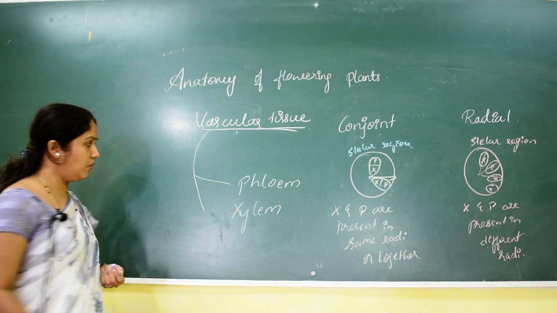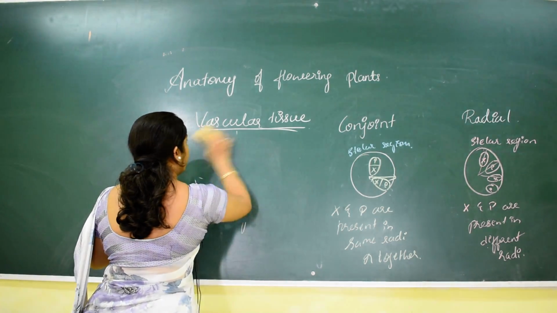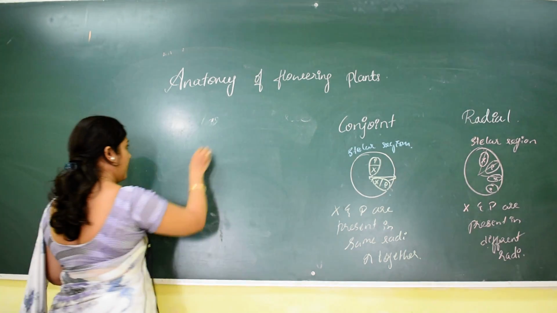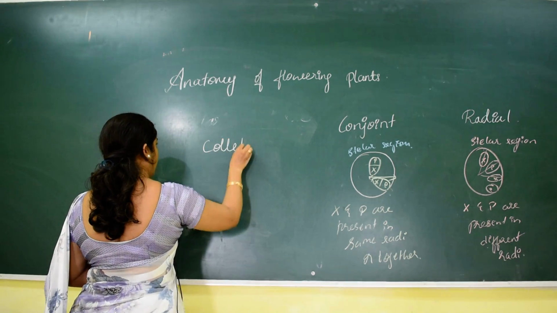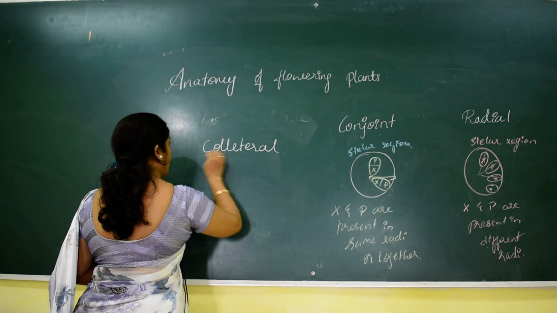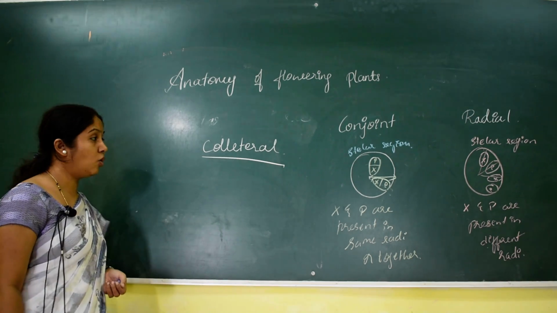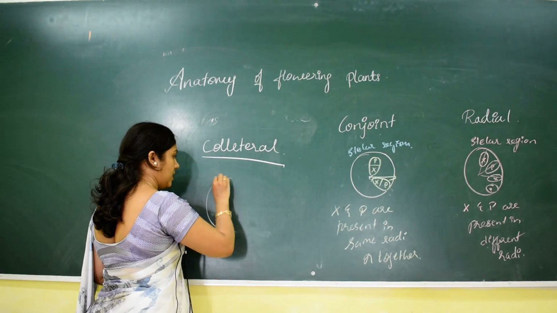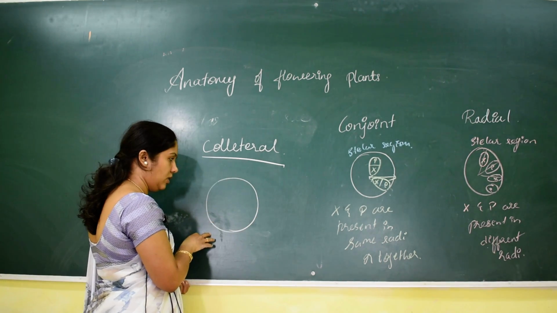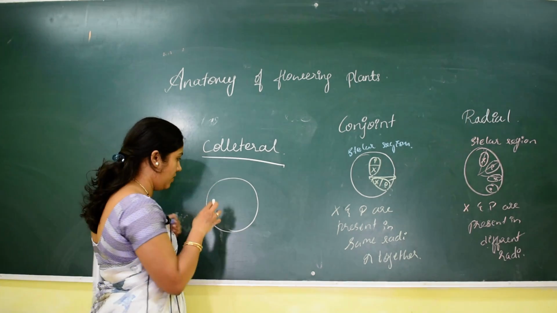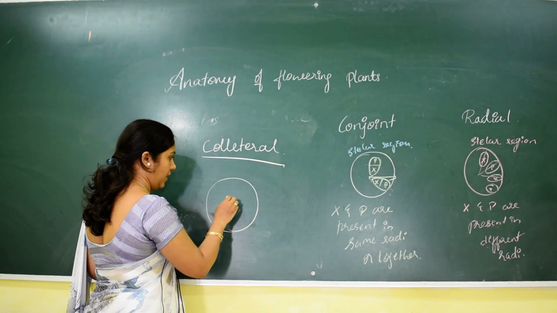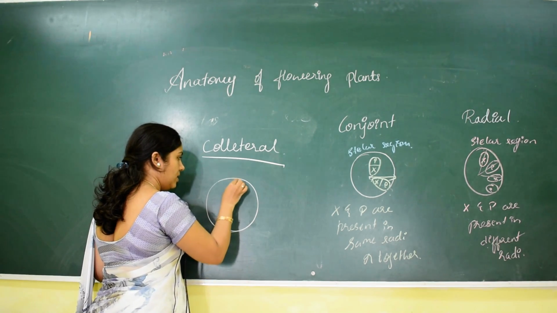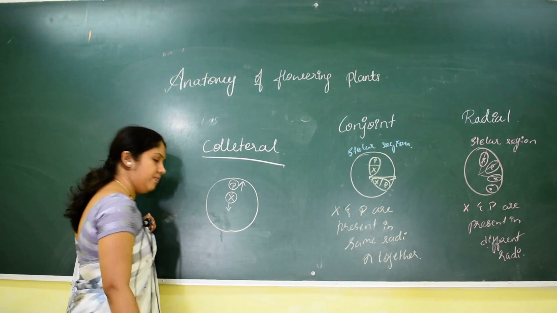Next, there is another word called collateral. Conjoint collateral. What is this collateral? Now let us consider the stellar region. The stellar region is not the full stem, it is the center part of the stem or root. In the stellar region, the xylem is towards the center and the phloem is away from the center.